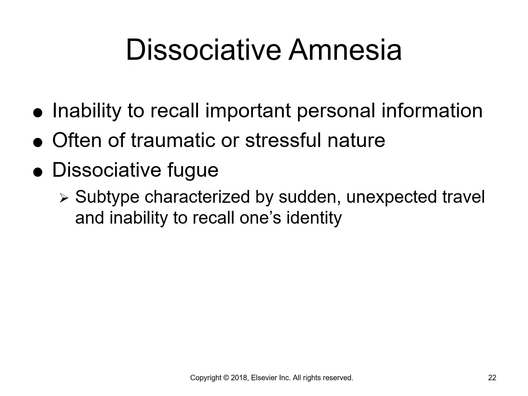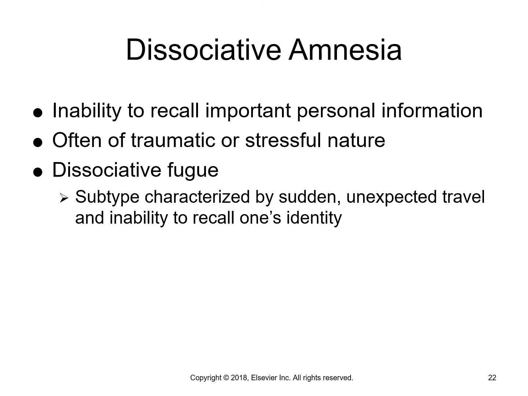Another one is dissociative amnesia. So what is dissociative amnesia? Here the patient has an inability to recall important personal information, often of a traumatic and stressful nature. Sometimes the patient does not remember what happened during a period of time, or the patient may not completely forget who she was and will travel somewhere and cannot remember his own identity. That is known as dissociative fugue. It's a subtype of dissociative amnesia.